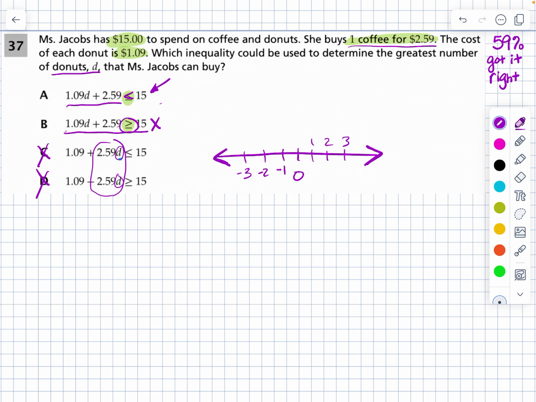So this is $1.09 times the number of donuts, D, plus $2.59 is less than or equal to 15. Okay, so it's pretty straightforward.